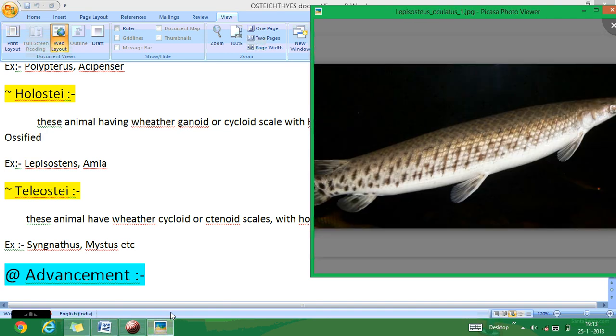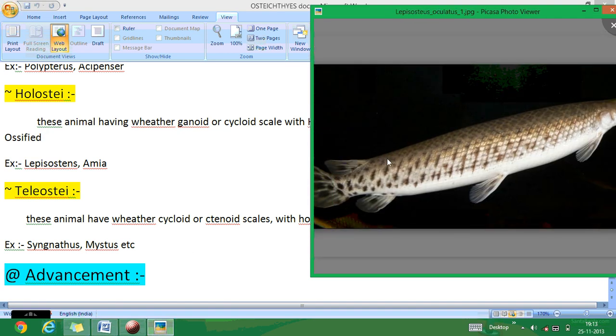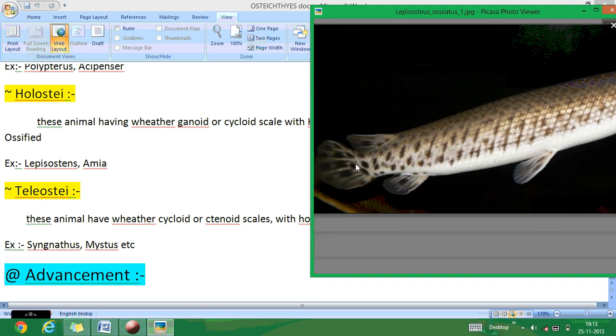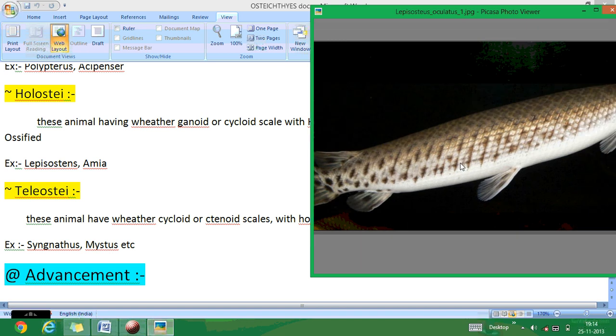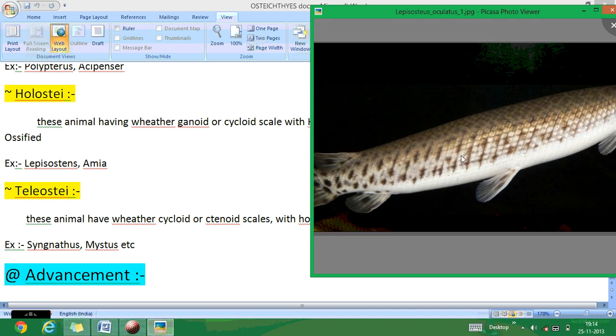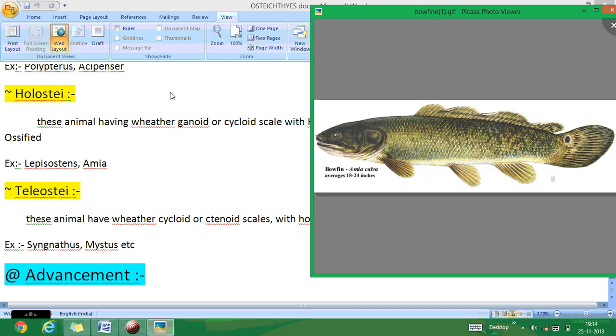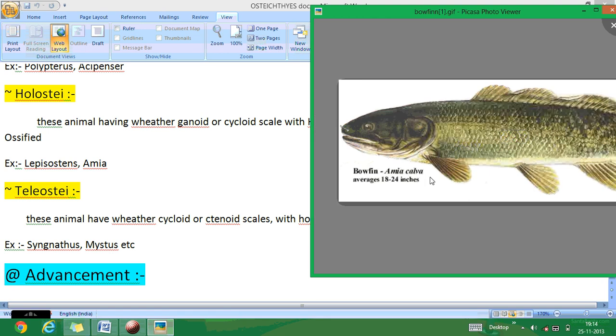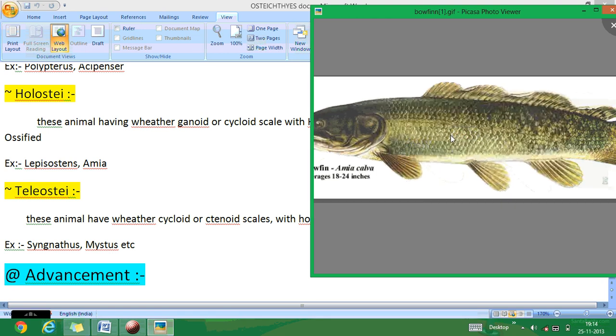Here is the photo. These are called Lepisosteus. Here we see the hemiheterocercal tail and the body covered with cycloid and ctenoid scales. And this is a photo of Amia. Amia is also called bowfin. Bowfin, Amia calva. As we see here, the body is covered with ganoid and cycloid scales and has an ossified endoskeleton.